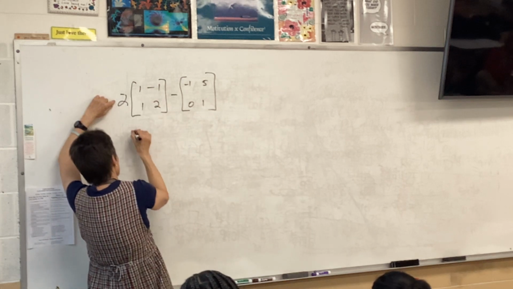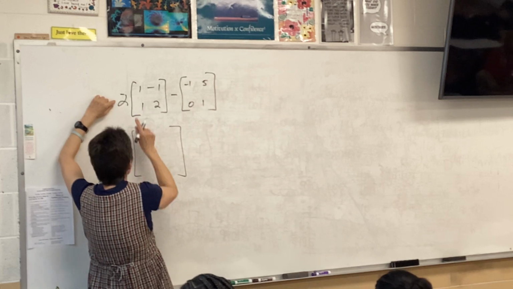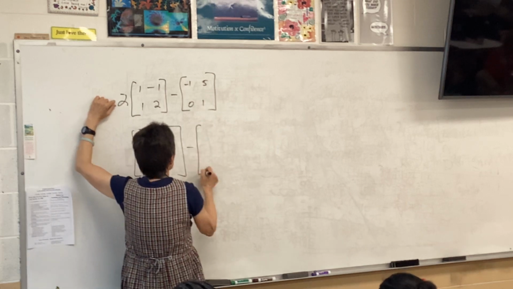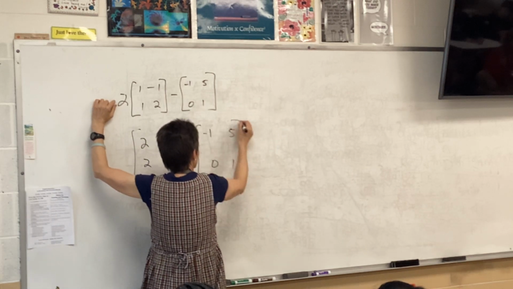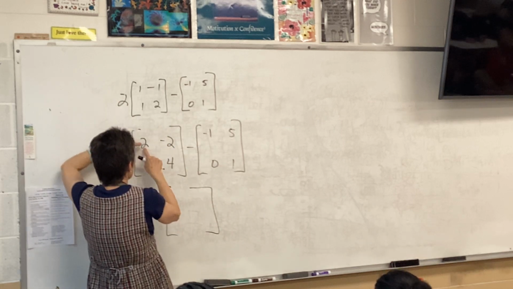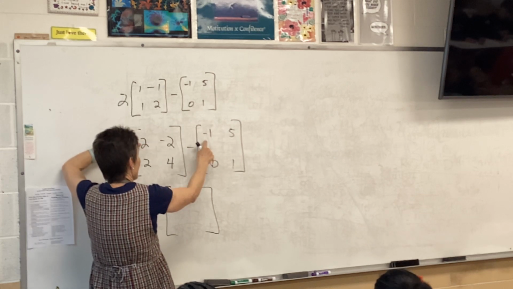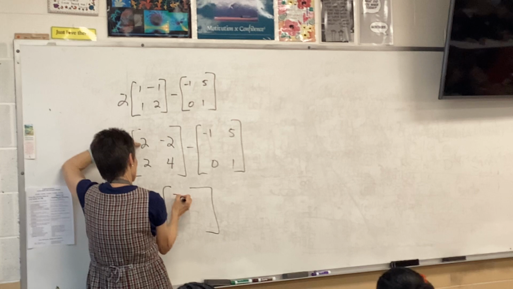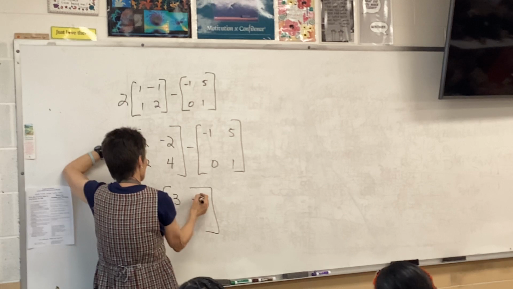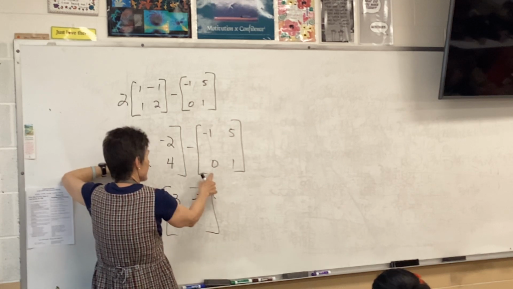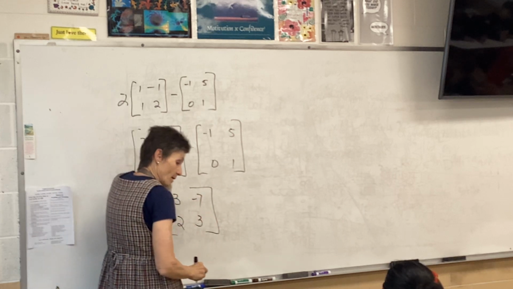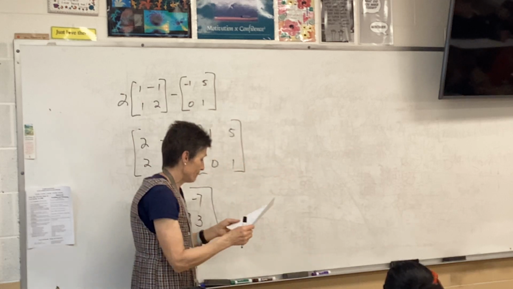What's 2 times this matrix? 2, negative 2, 2, 4. Yep. And I'm going to subtract this one. So I'm going to subtract the corresponding entry. So 2 minus negative 1, negative 2 minus 5, 2 minus 0, and 4 minus 1. There it is. Done, done, done.